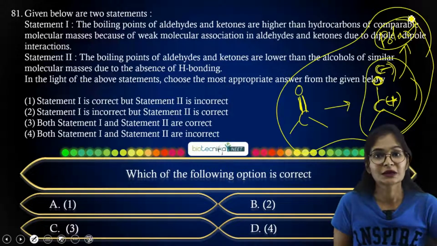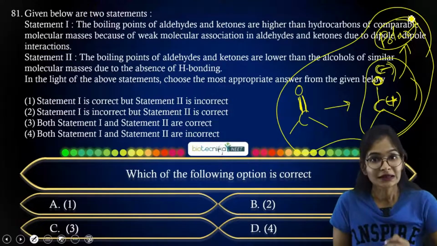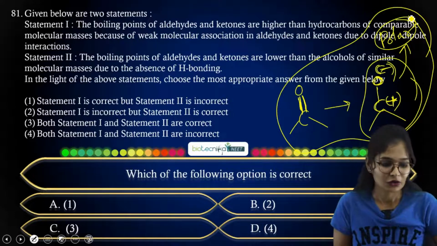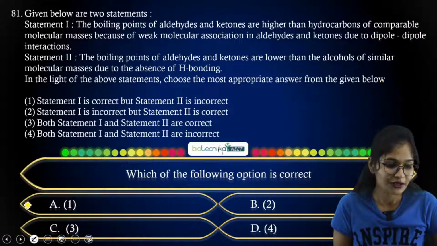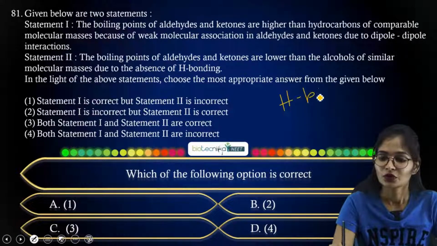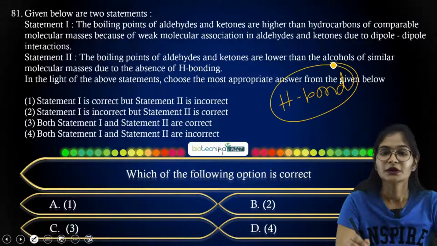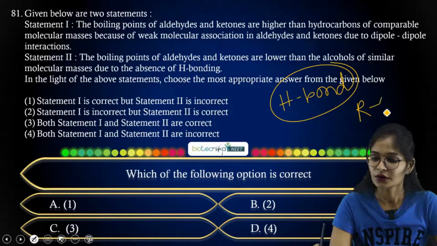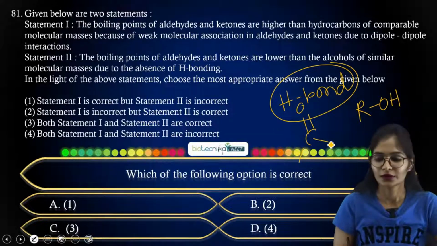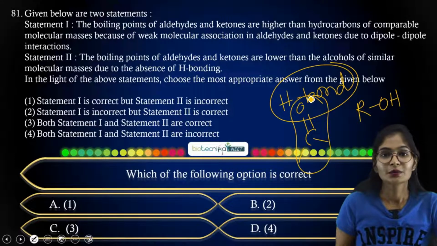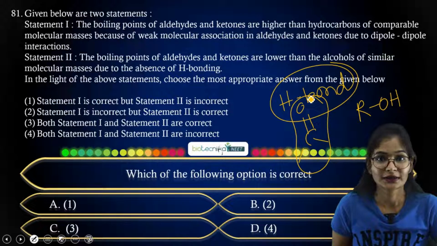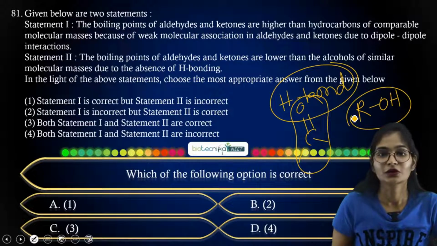Now, coming to statement 2, what are they comparing? They are comparing aldehydes and ketones with alcohol. With respect to alcohols, we already know that hydrogen bonding exists. So when we consider alcohol, that is ROH, and the carbonyl group of an aldehyde or ketone, the aldehyde or ketone does not have that much hydrogen bonding compared to alcohol.